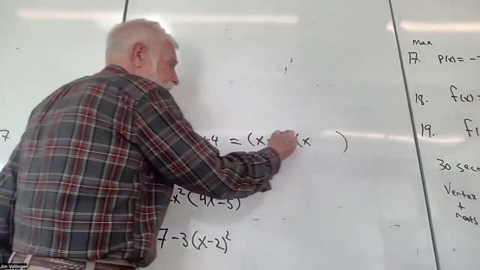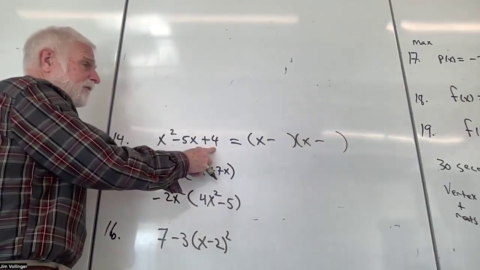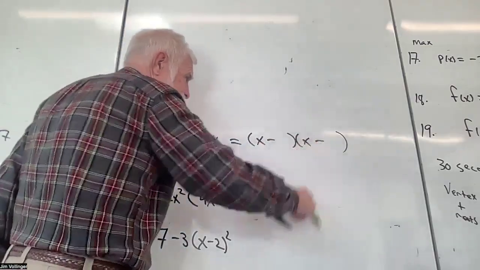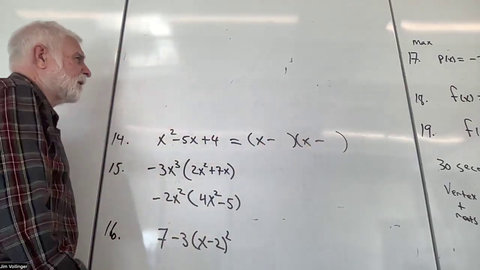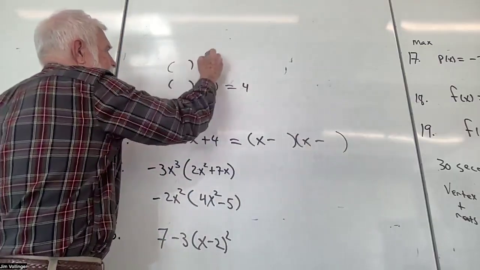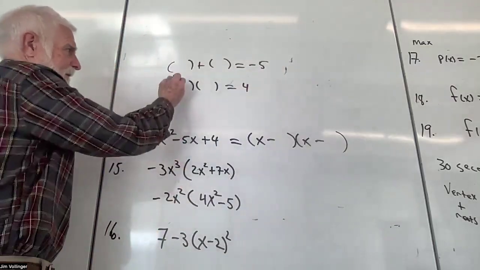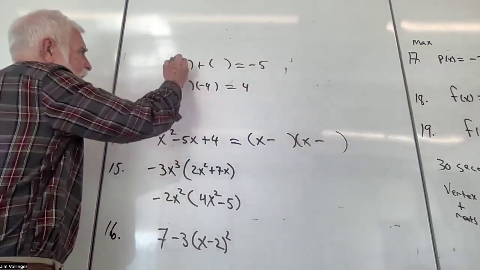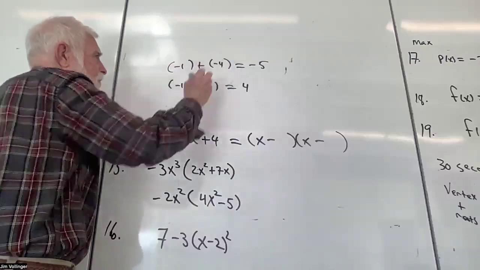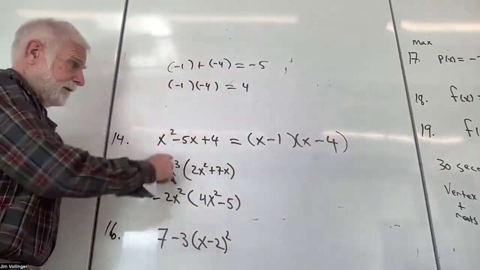Take what's given. You can only get a negative middle term and a positive end term with a minus minus. So we're looking at two numbers that multiply out to be 4 and add up to -5. I think it's -1 times -4, and -1 plus -4. I think that's this.